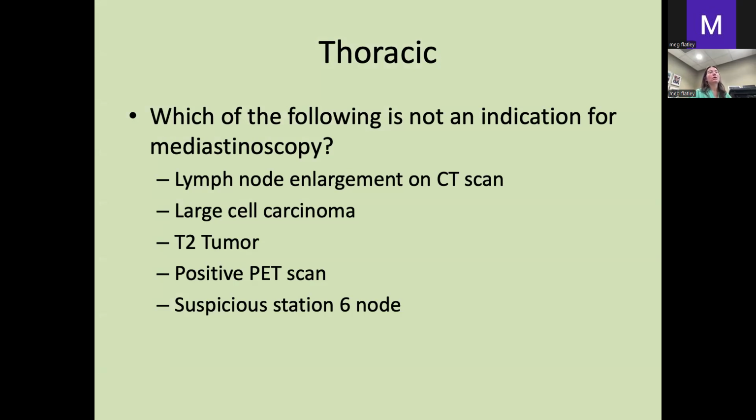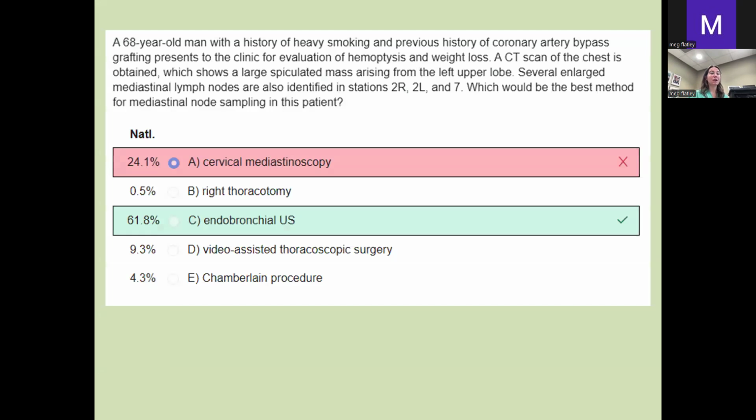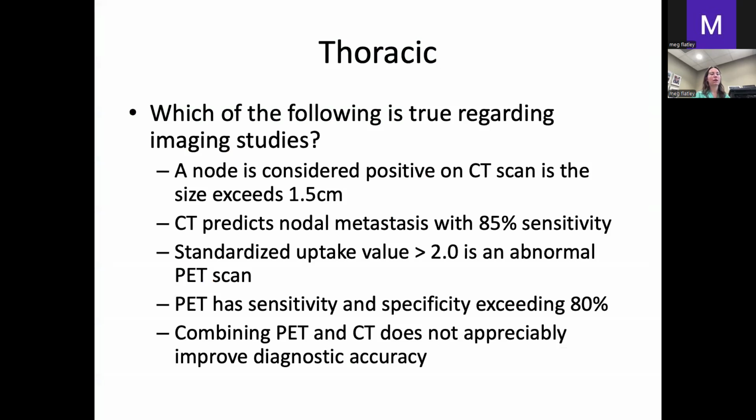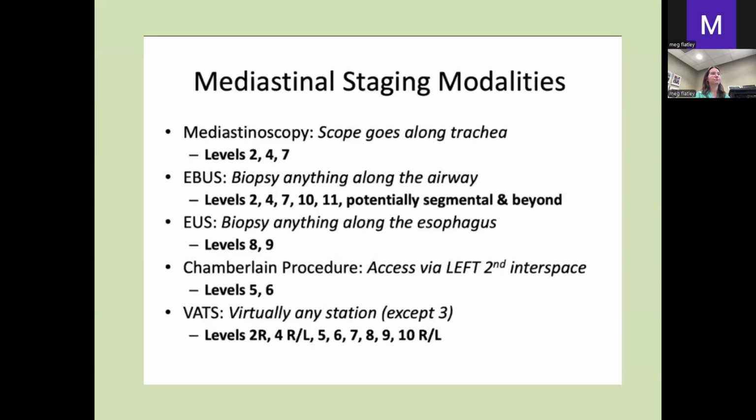So, can you reach a station 6 lymph node via mediastinoscopy? No, so that would not be. And then this is a question I did yesterday and got wrong because I was thinking about the older stuff, and I was like, oh, 2 and 7 mediastinoscopy, but they wanted endobronchial ultrasound, which makes sense. I mean, that's what we're using. This is just to show that the test, I think, is catching up. So, yeah, 2, 4, 7.